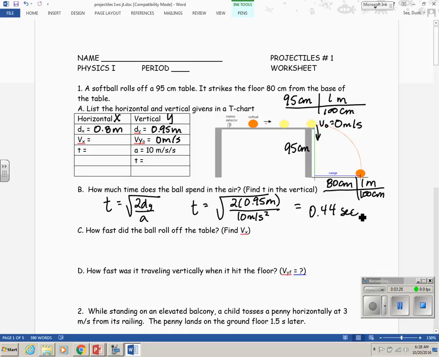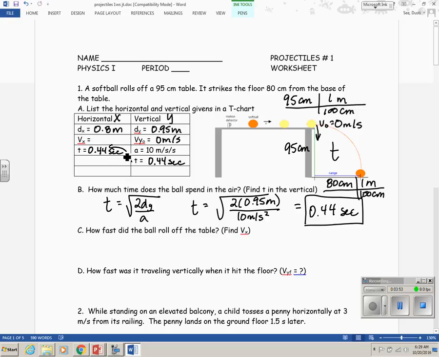You should get 0.43589 in your calculator. Don't forget to square root it. And so that would be our answer for B. We want to find the time in the vertical. So I'm going to go ahead and put that up in my T-chart too. 0.44 seconds. And if I know that's the time, then I know that it also goes over here too. So this is 0.44 seconds.